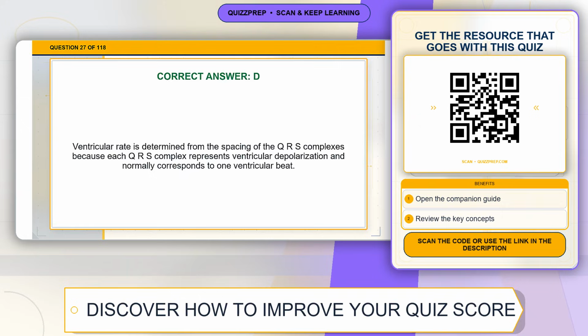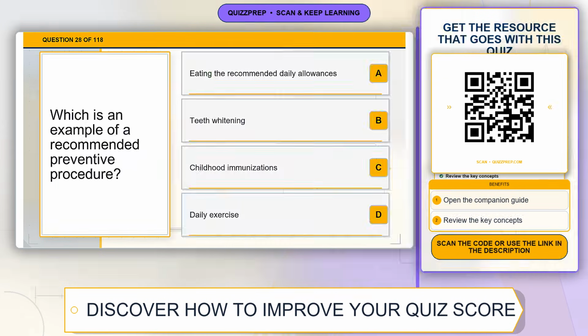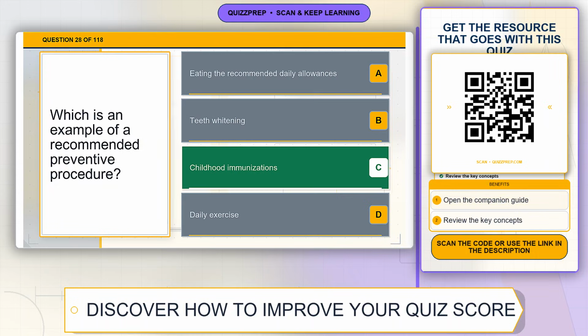Explanation. Ventricular rate is determined from the spacing of the QRS complexes because each QRS complex represents ventricular depolarization and normally corresponds to one ventricular beat. Question 28. Which is an example of a recommended preventive procedure? Option A, eating the recommended daily allowances. Option B, teeth whitening. Option C, childhood immunizations. Option D, daily exercise. The correct answer is option C, childhood immunizations.